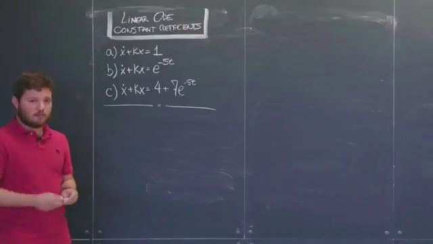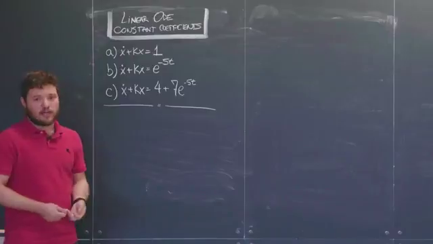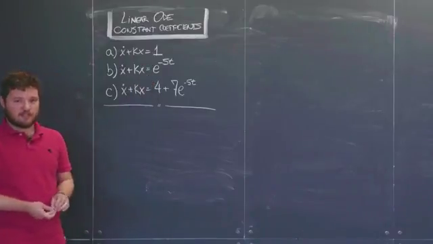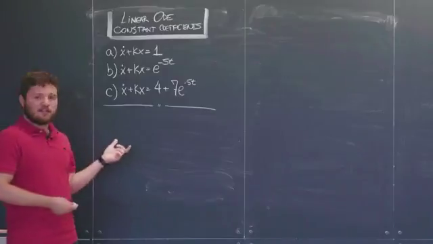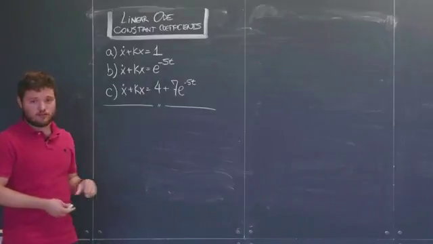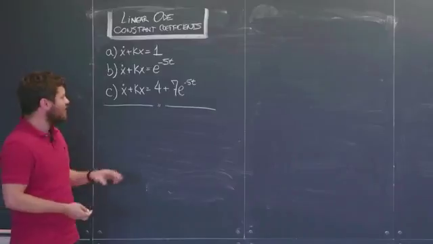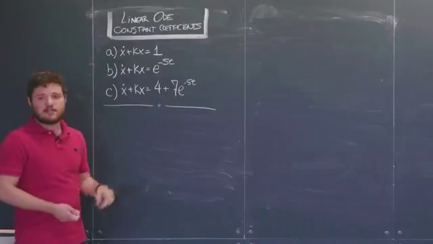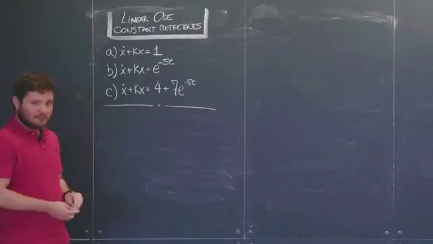In the second problem, part B, we're just changing the right-hand side. Instead of 1, we have e to the minus 5t. And finally, in part C, we have a superposition of those two right-hand sides. So we have x dot plus kx is equal to 4 plus 7e to the minus 5t.